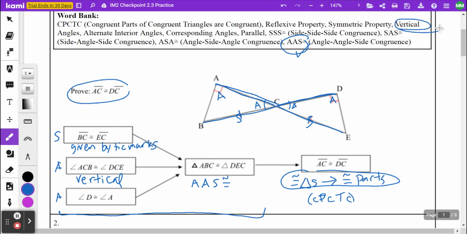And that's one of them too. And how do I know that angle D is congruent to angle A? Well, that's given by the angle markings. And behold, we have side, angle, angle, which is the same as angle, angle, side congruence. This is a complete proof now.